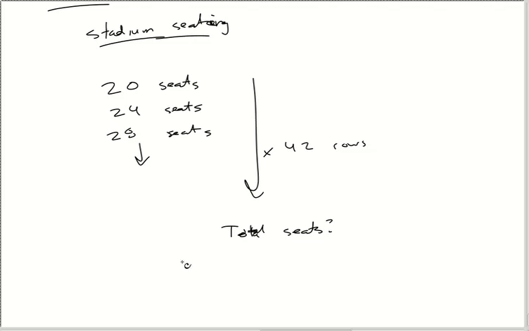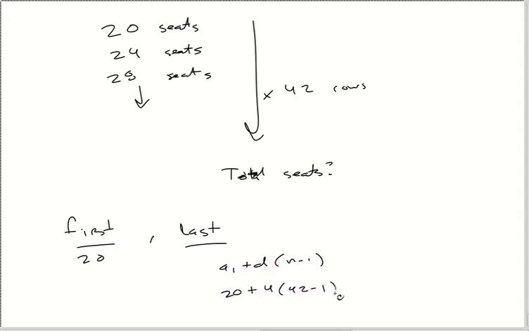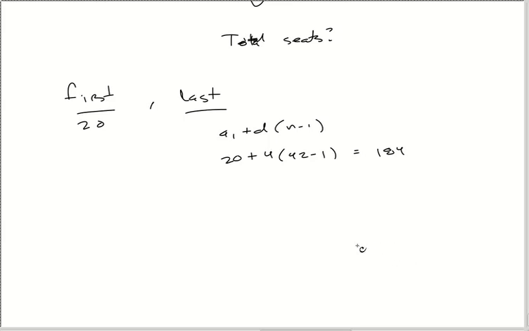Well, we need to find the first row and the last row. And then we can do the formula yet again. The first one's easy. It's 20. We saw that already. The last one takes a whole minute because that's going to be the A1 plus D times N minus 1 yet again. 20 plus 4 times 42 minus 1. You do the math, and it comes out to be 184. So 184 seats are in the top row.